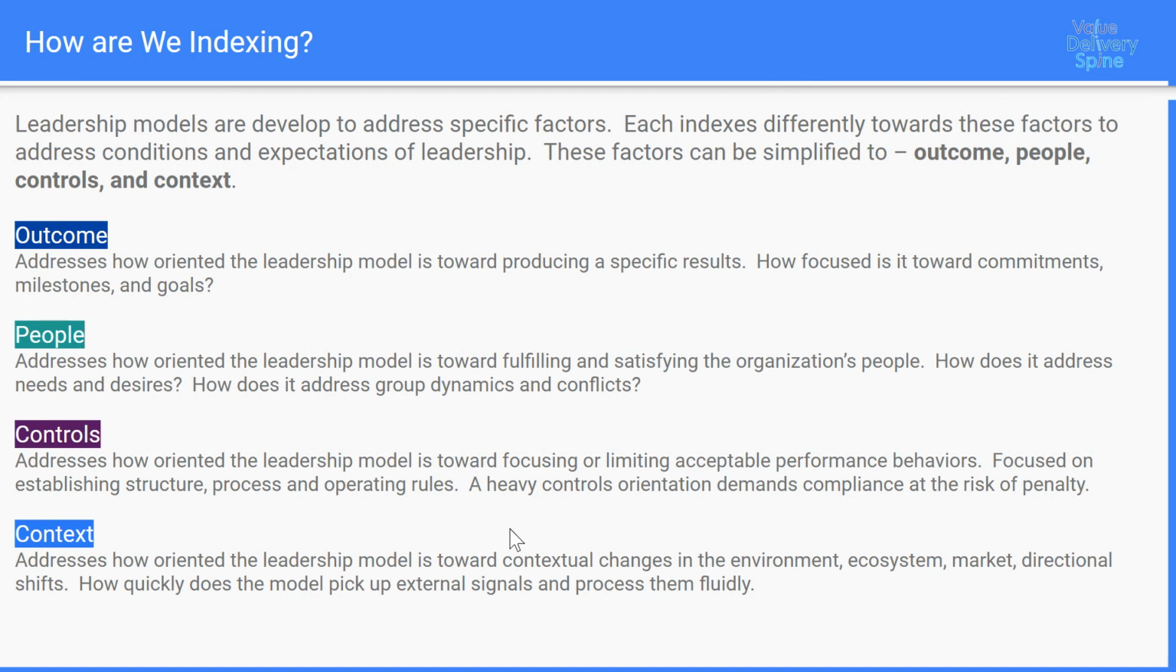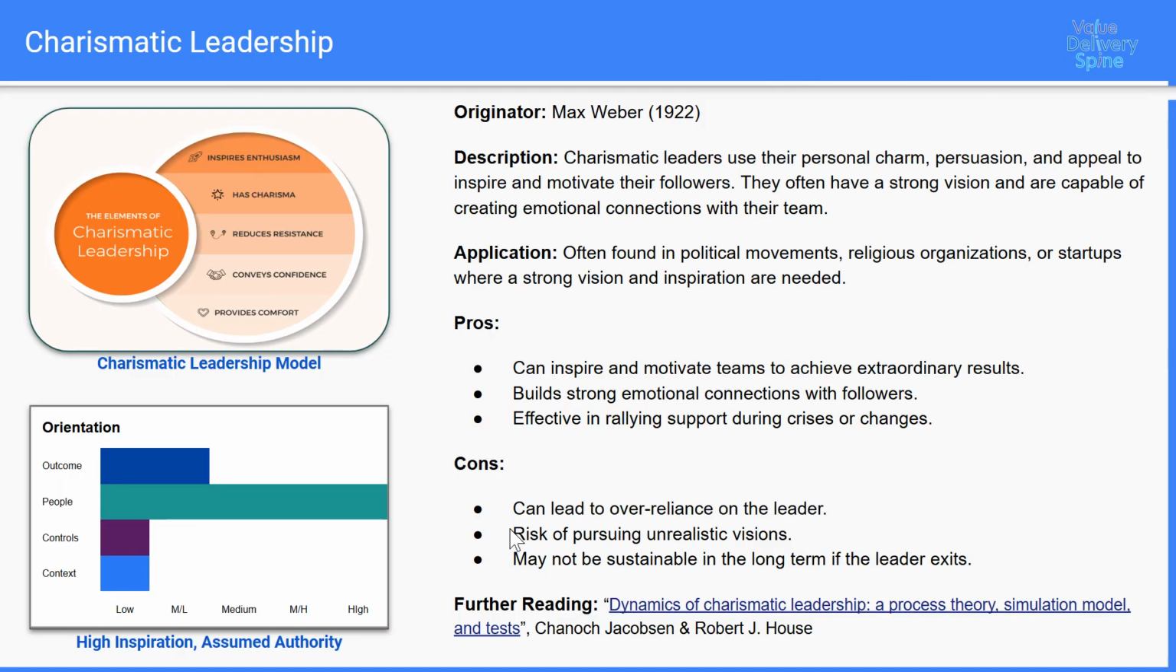The first one we're going to look at, and all the ones we're going to look at in episode 11, are indexed, focused on the people orientation. You can see that I put a little graph down here on where we're heavily indexing. This particular one is indexed heavily on people, somewhat on outcomes, very low on controls and context. So it's a high inspiration, assumed authority model, and I'll tell you what I mean by assumed authority. This was originated by Max Weber back in 1922, about 100 years ago.